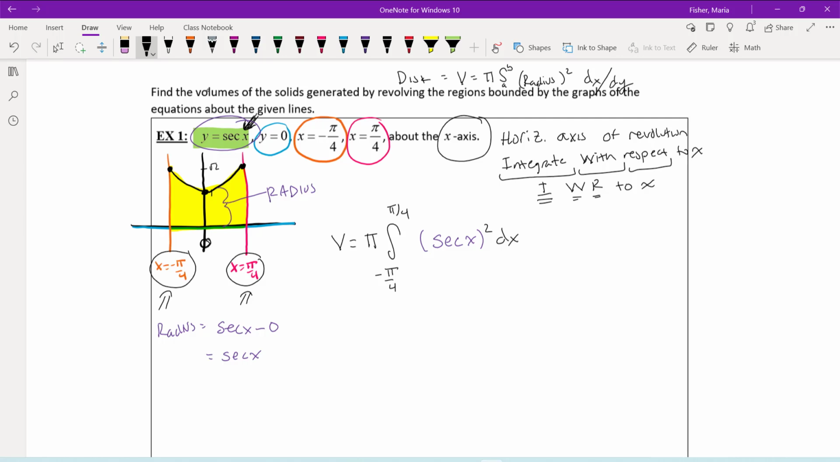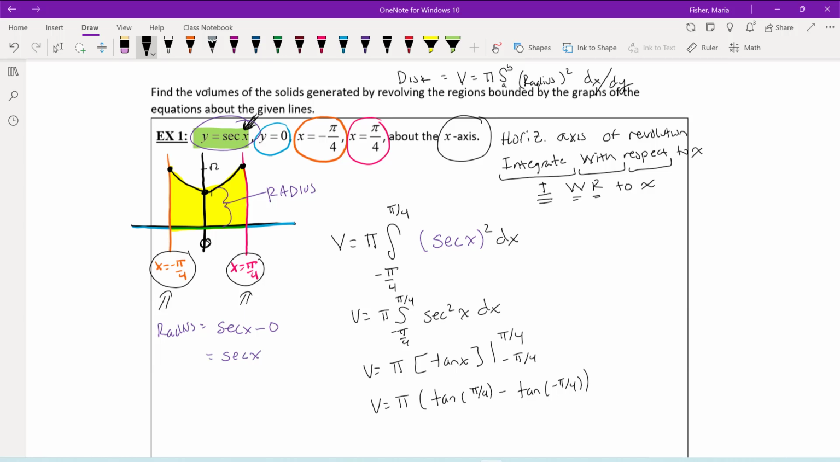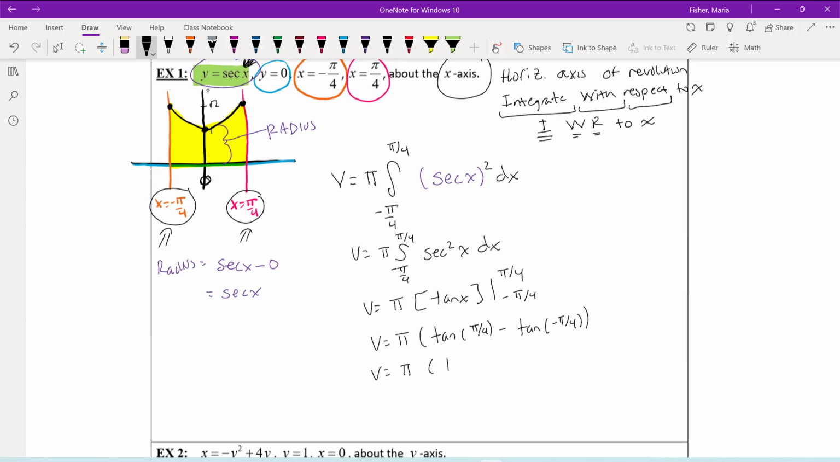Well, can I integrate secant squared? Yeah, if it's weird to you that way, you can always rewrite it as the secant squared of x, and that's just going to be basic form. We know that the integral of the secant squared of x is the tangent of x, and then we're evaluating that from negative pi over 4 to positive pi over 4. Plugging in those limits of integration, tangent of pi over 4 minus the tangent of negative pi over 4. Well, the tangent of pi over 4 is 1, and the tangent of negative pi over 4 is negative 1, so my volume would be equal to pi times 1 plus 1, or 2 pi.